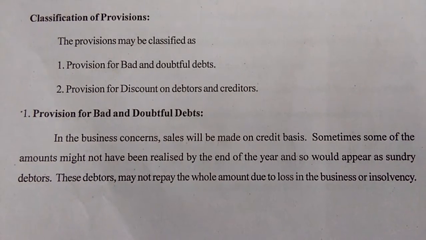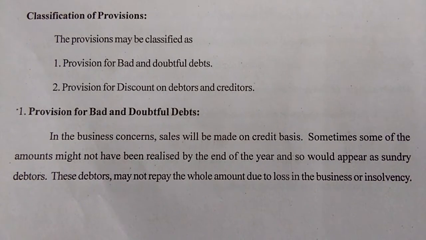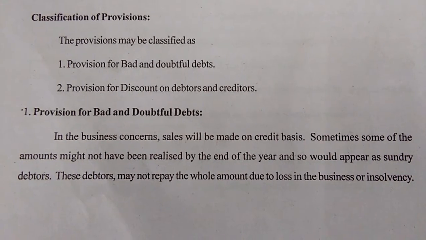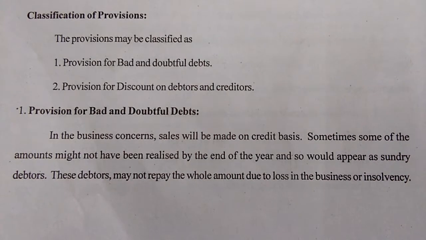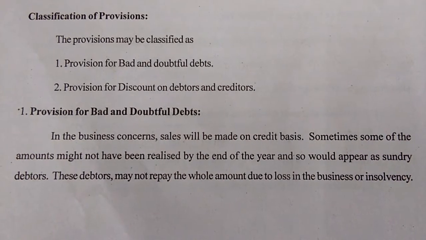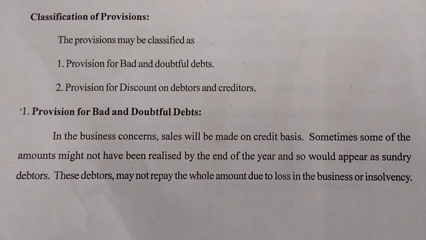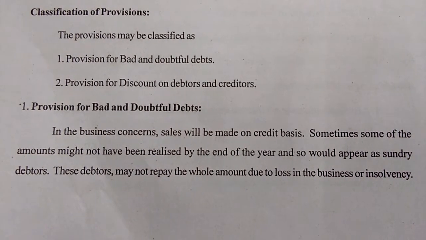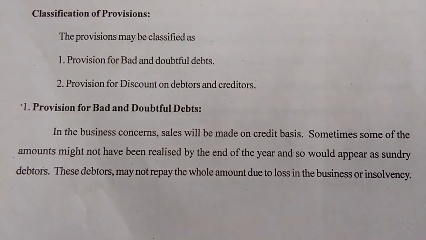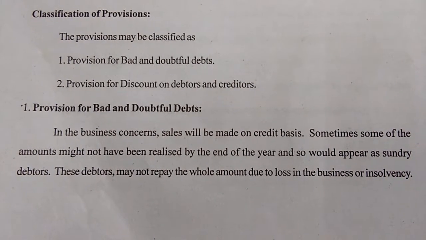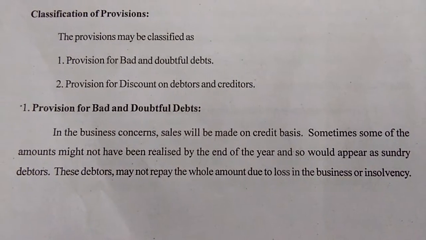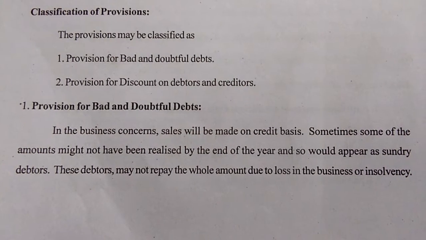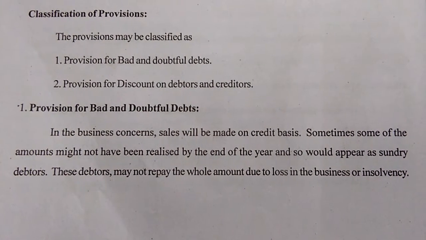These provisions are classified or divided into two types. One is provision for bad debt and doubtful debts, and second one is provision for discount on debtors and creditors. So the first point is provision for bad and doubtful debts.